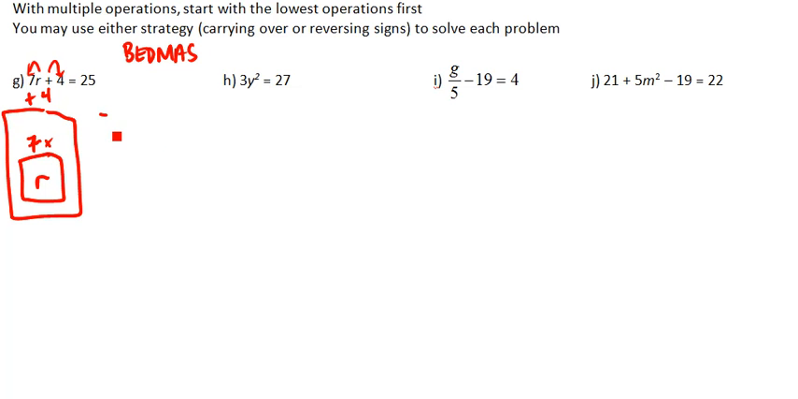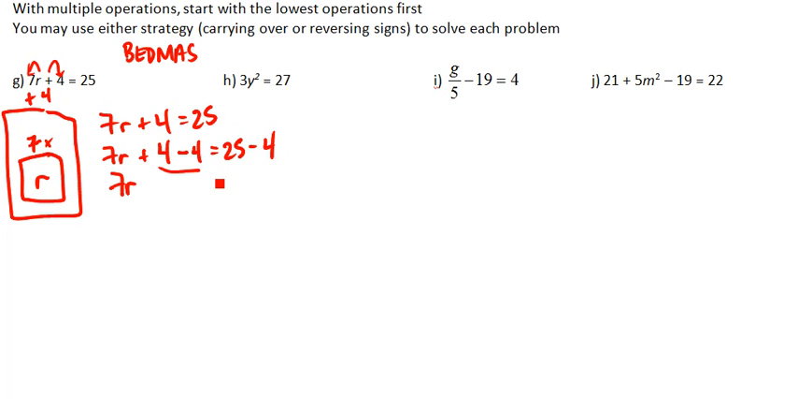So 7r plus 4 equals 25. In order for me to undo this, I undo the most outer layer first, which is the plus 4. So in order to do that, I can either carry over or I can use the balance method. In this case, I will use the balance method so that you can see it. In order to balance this out, I need to subtract 4 from this side, which I will have to do the same on the other side. Then I am left with 7r. This cancels out to make 0, and it's left on this side to equal 21.